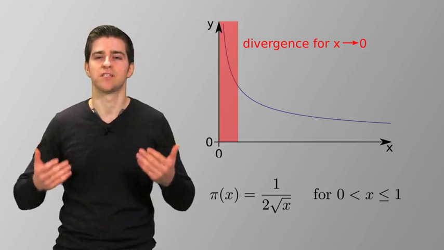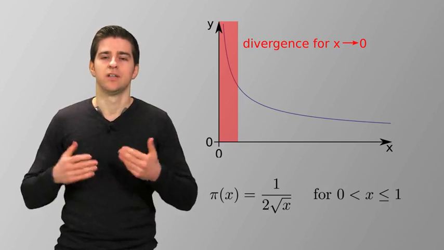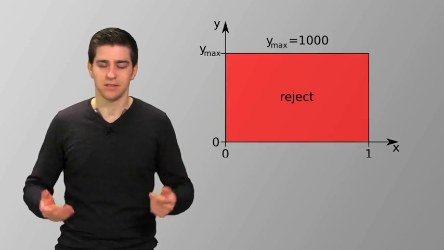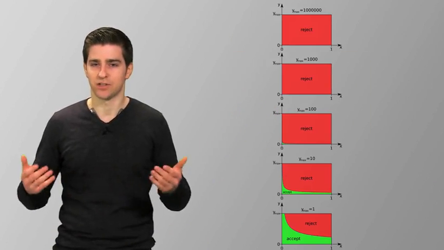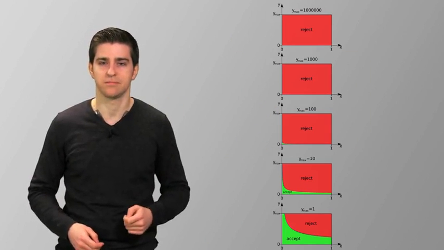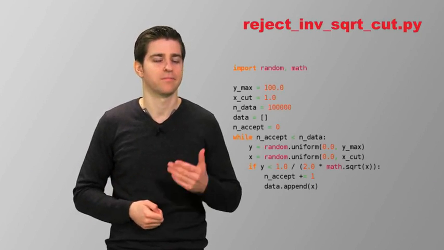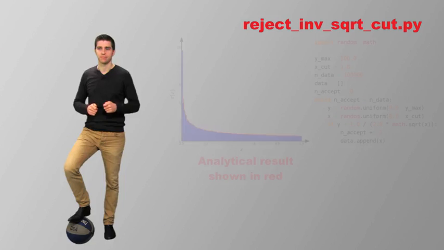And this is because we simply don't know what box size to choose. Should we set ymax equal to 1, to 10, to 1,000, to 1,000,000? Our rejection rate would skyrocket, and whatever value we choose, some part of the curve would still be above our box. Let's give it a try. We implement the rejection method, just like we did in the Gaussian case, and set ymax equal to 100.